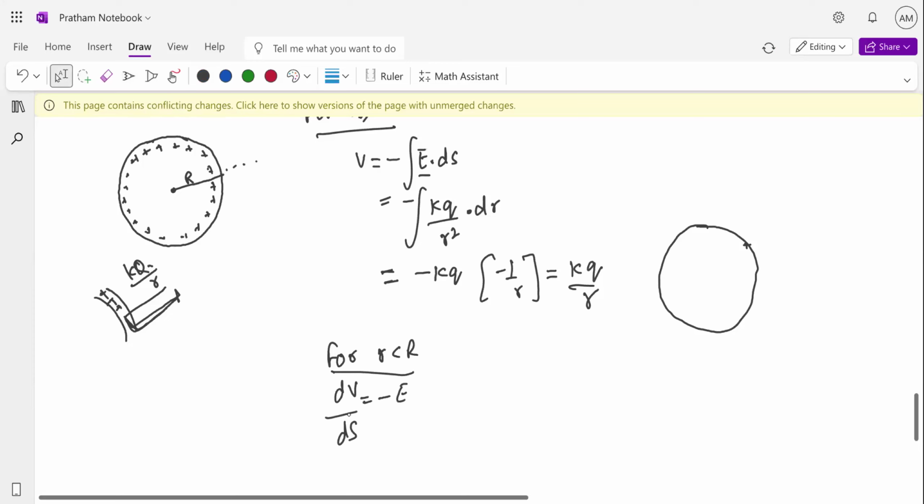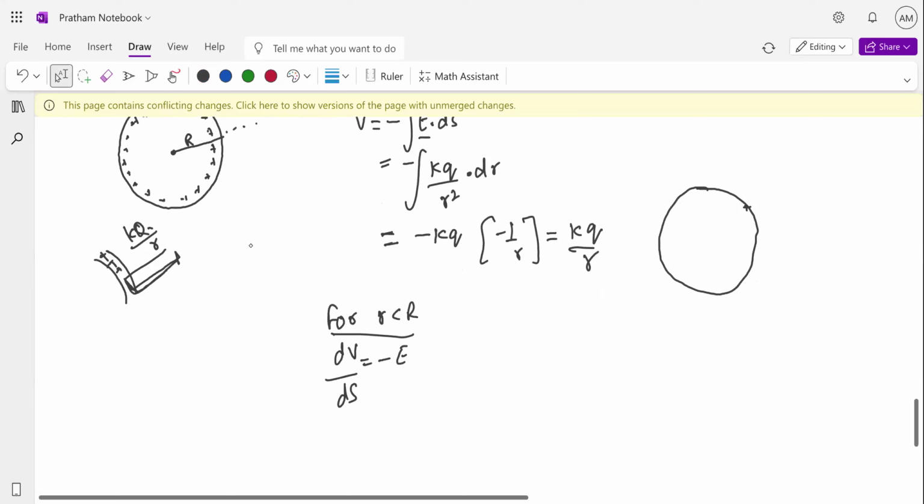If I just tell you what is electric field at this point, what will you say? You will say electric field is zero, right? Basically, this was surface, this is outside, and just inside the surface, electric field is zero, right? In this case, I can say electric field is zero.